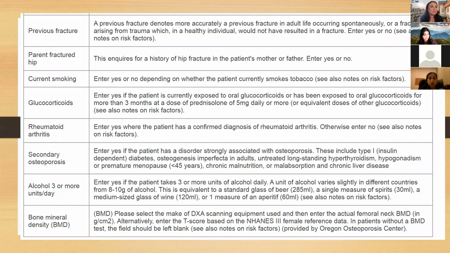So this is just, if you scroll down on the FRAX website, it helps define some of the features that you're going to be entering. So whether they're on steroids, what we consider secondary osteoporosis, alcohol use, etc. This is a helpful tool that you can read through when you're going through that calculator to make sure you're filling it in appropriately, according to what risk factors they may have.